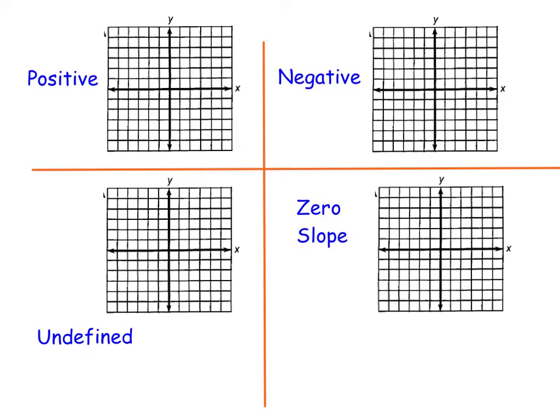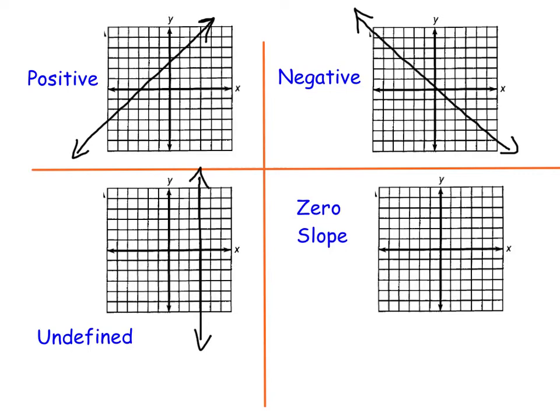The first slope would be a positive fraction, and that slope on a graph would be a straight line going up and to the right. A negative slope would have a negative fraction, and that line would be going down and to the right. This is what a negative slope would look like. An undefined slope would be when you have a line that is exactly vertical. This is what an undefined slope looks like.